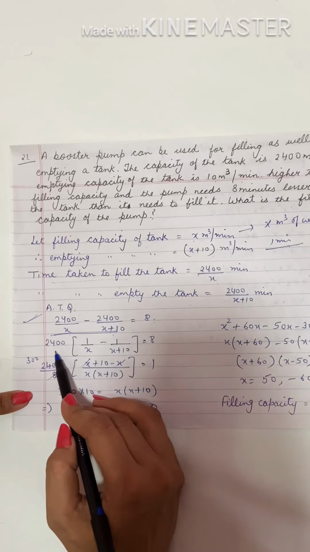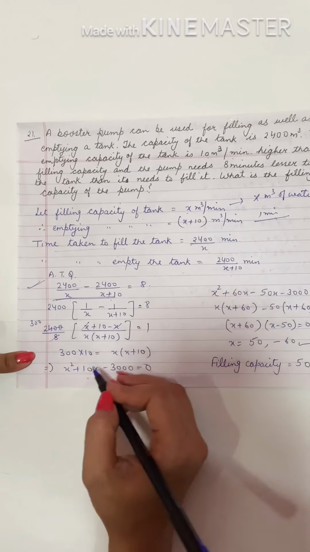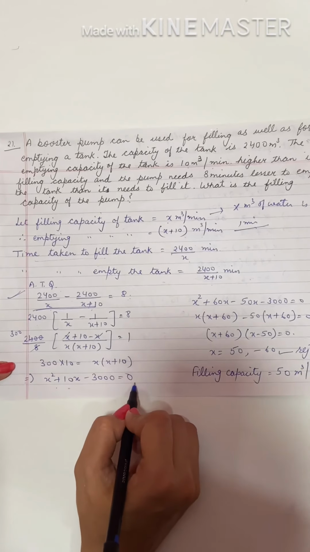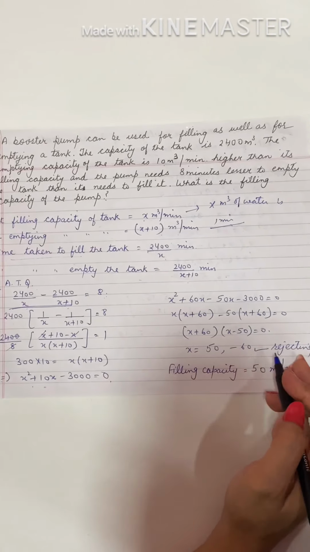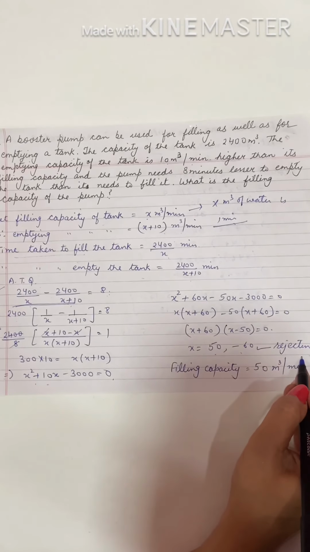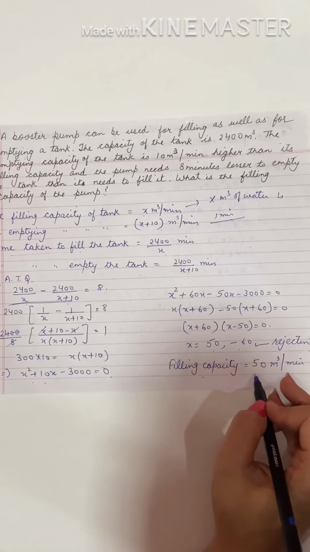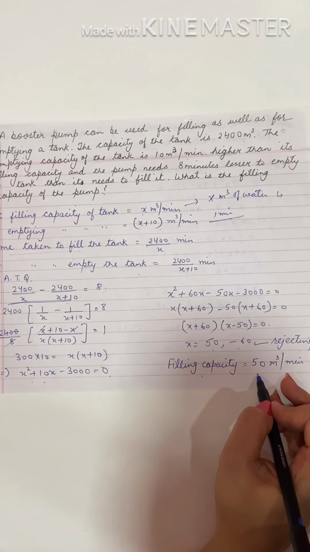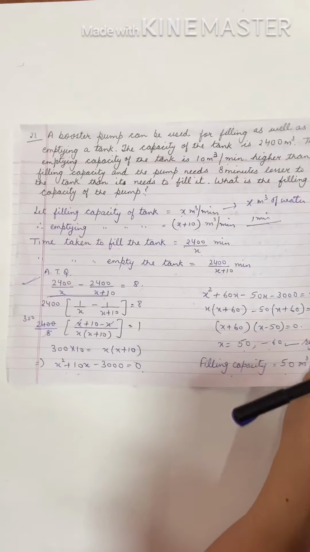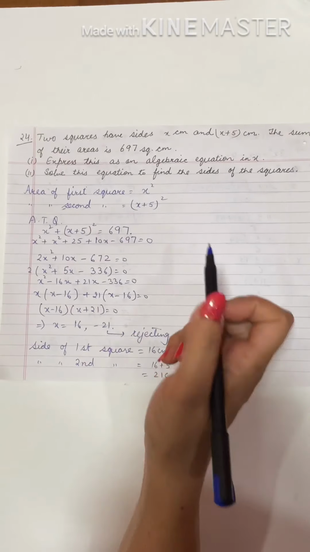Now taking 2400 common and simplifying it, we are getting the quadratic equation x square plus 10x minus 3000 equals to 0. Splitting the middle term, we are getting the values of x as 50 and minus 60. Again rejecting the negative value, the filling capacity of the tank comes out to be 50 cubic meters per minute. Next, question number 24. It's a very simple question.